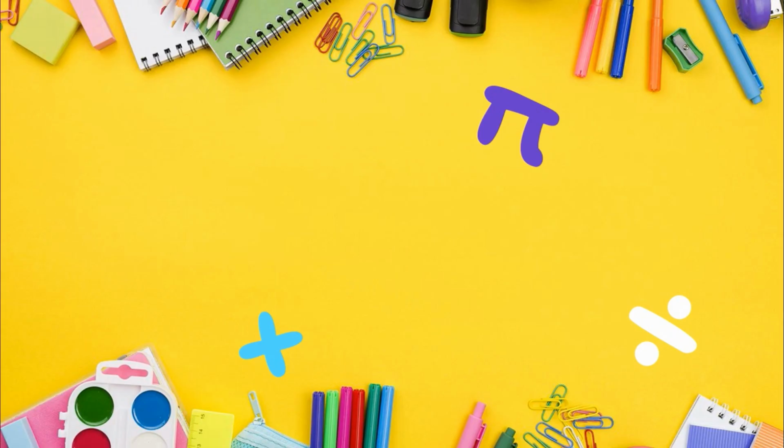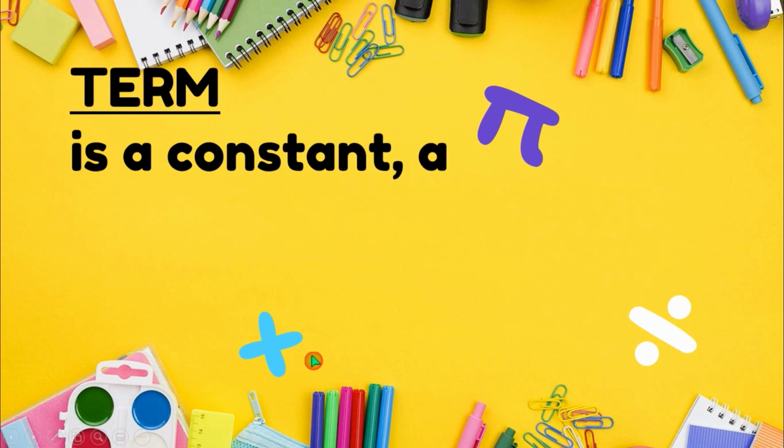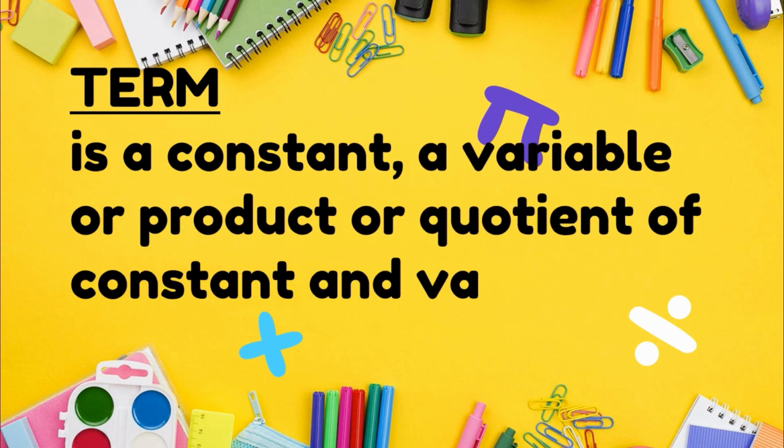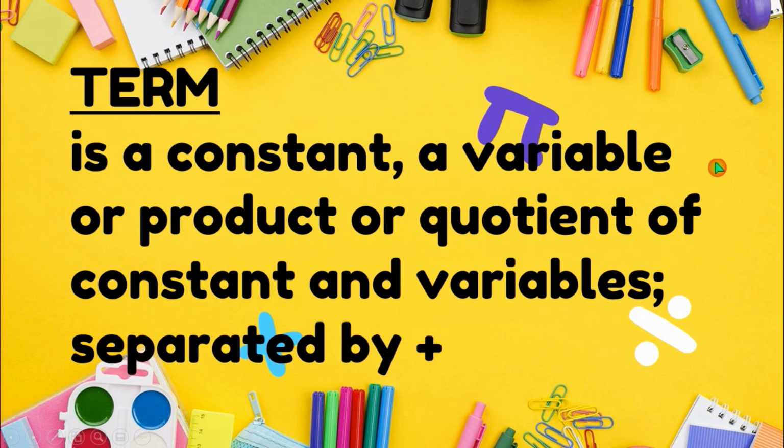Okay, so let's proceed. Term. Meron tayong another term dito which is term. It is a constant or variable or product or quotient of constant and variables separated by plus or minus. What does it mean by this? Ganito na lang sa Tagalog. Pag sinabi daw nating term, pwedeng number lang siya. Pwedeng letter lang siya. Okay, remember the meaning of constant and variable.